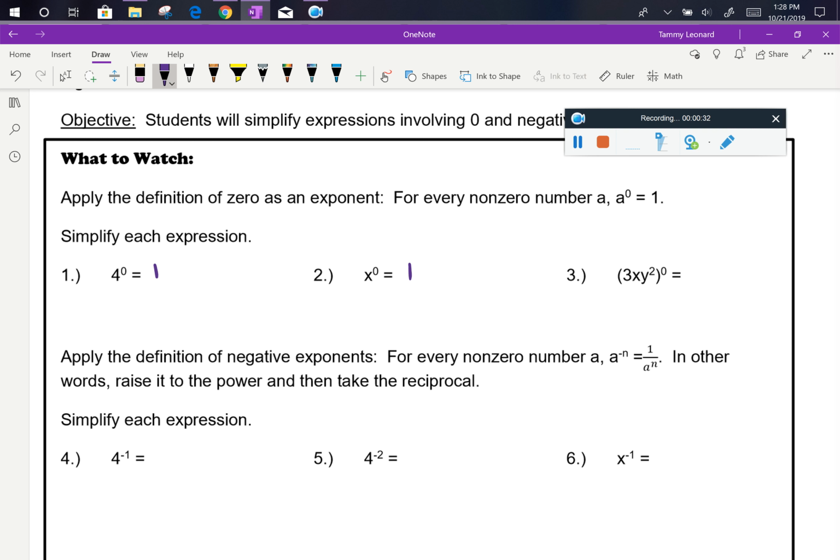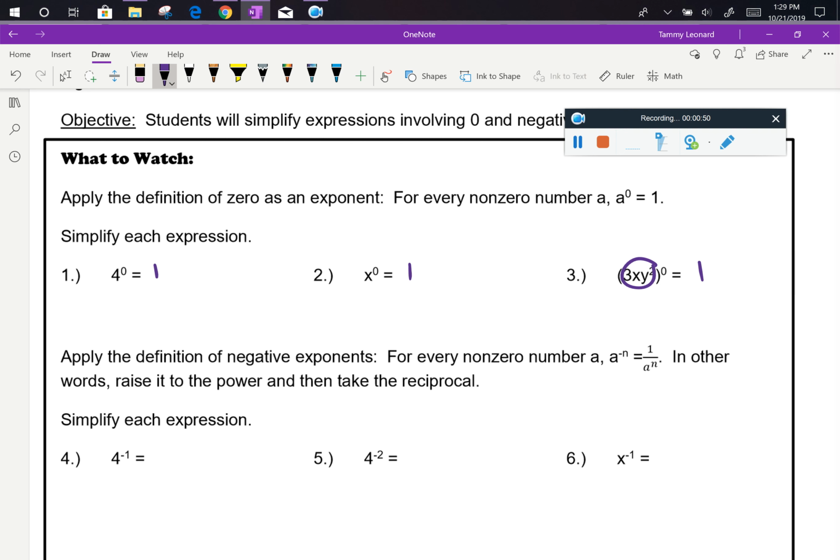In number 3, they're trying to make it look really complicated. We have this whole expression inside the parentheses, 3xy squared to the 0. But if you look at that, you really just have something to the power of 0. So whatever it is, the whole thing just equals 1.